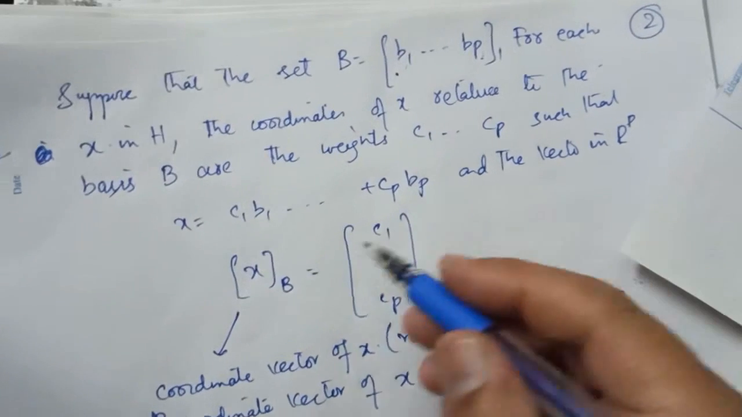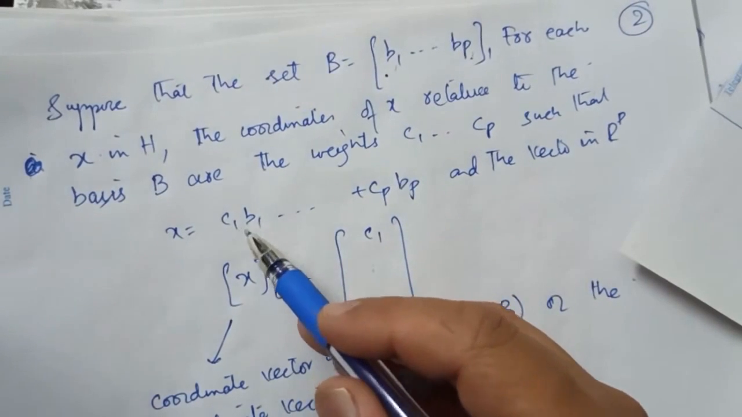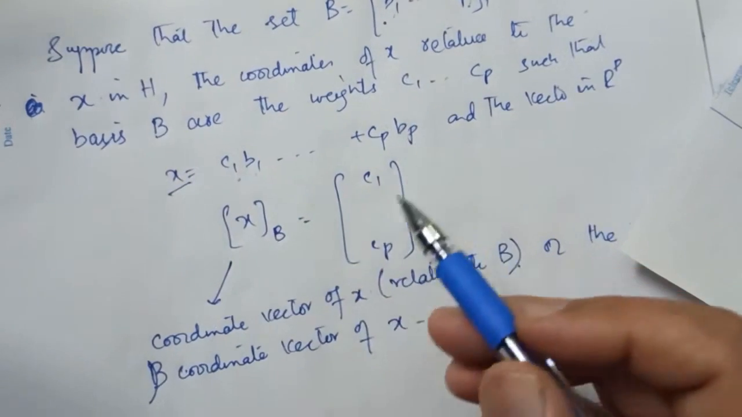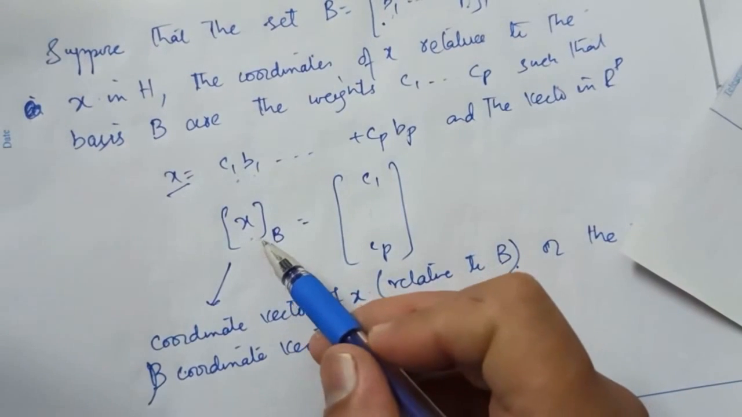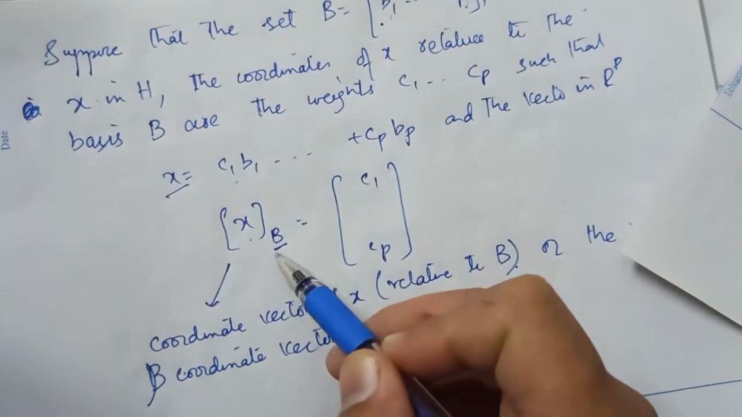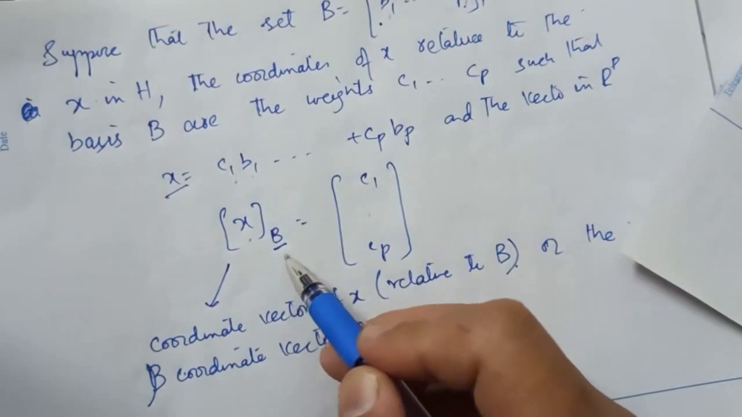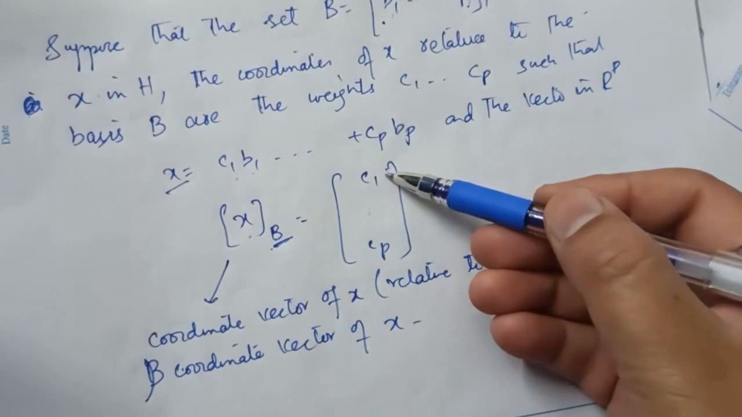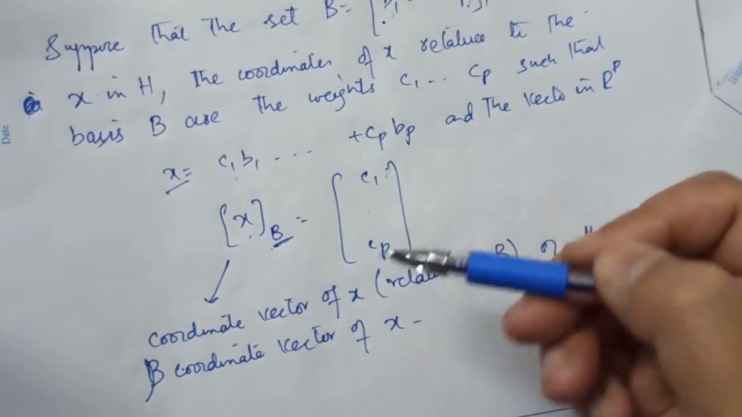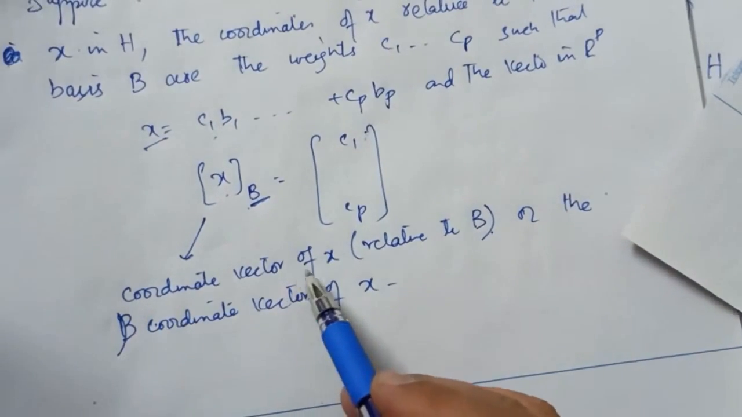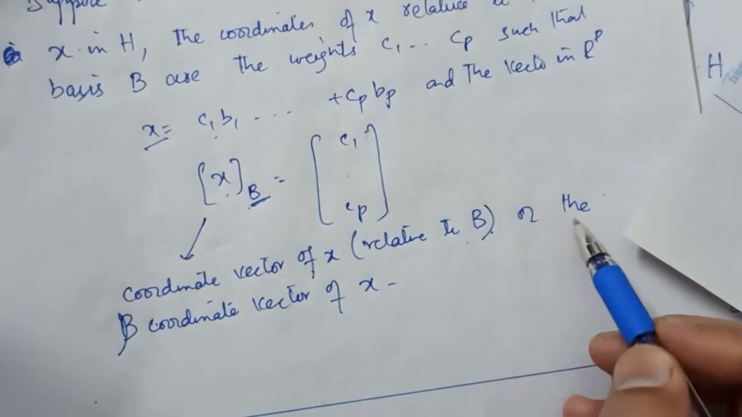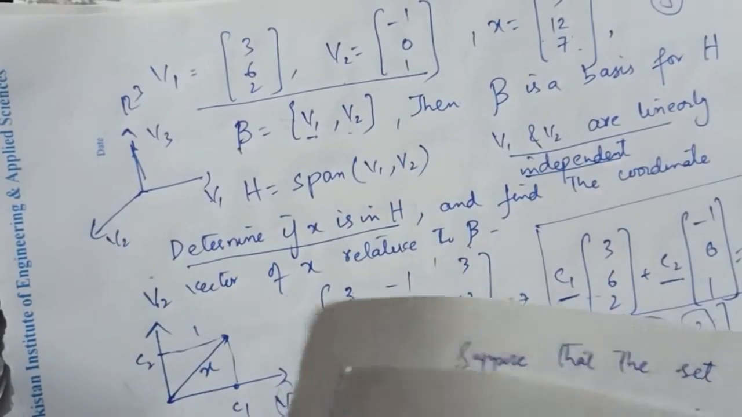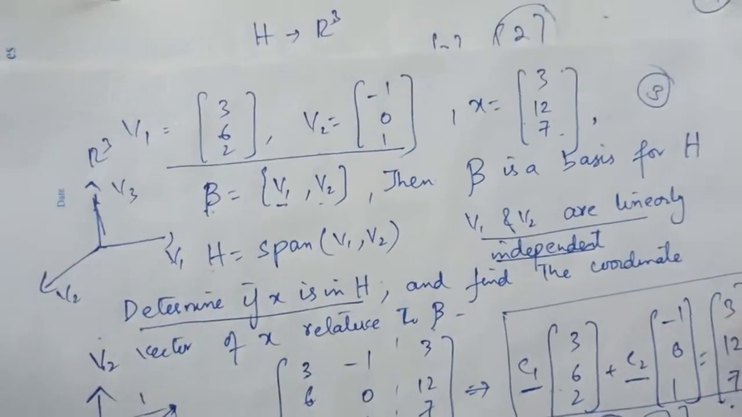Similarly, c1 and c2 are the weights of the vectors that need to be put in place to get x. So the x that you define in the vector space relative to the basis vector set B is given by the coefficients of those linear combinations, C1, C2 up to CP. This is called the coordinate vector of x relative to B, or the B-coordinate vector of x.